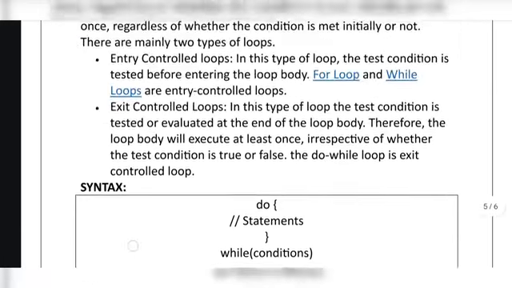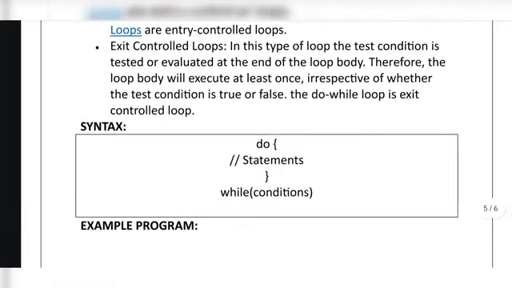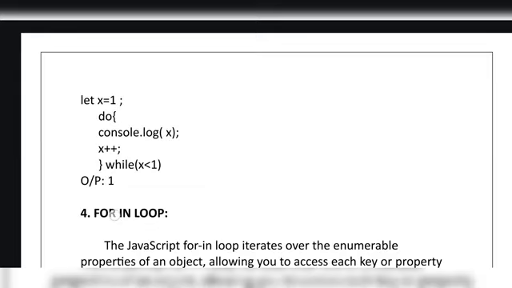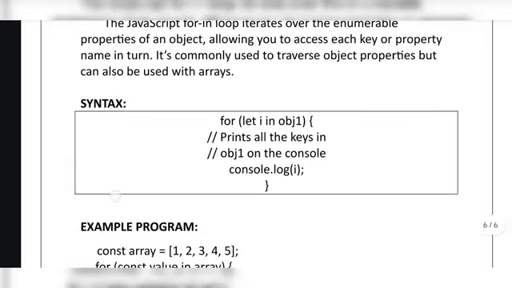Syntax for the do while loop: it starts with do, and then while (condition). For example, for the do while loop: let x = 1; do { console.log(x); x++ } while (x < 1). The output must be 1. Here the condition is x less than 1, and x is equal to 1.